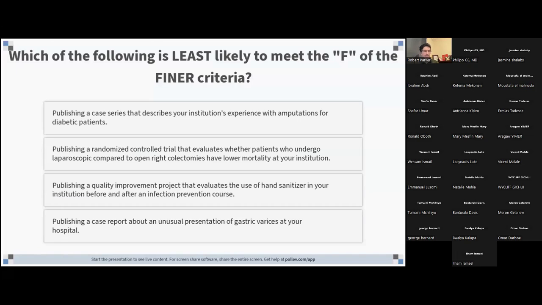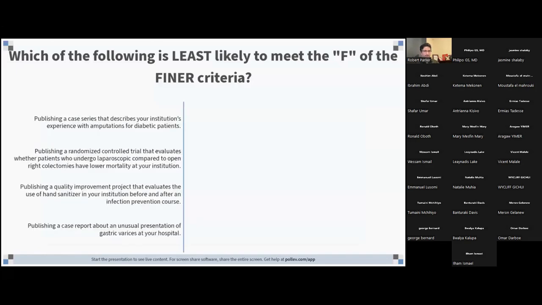So which was the least likely to be feasible? And I think we got locked out there. That went really quick. It's okay.